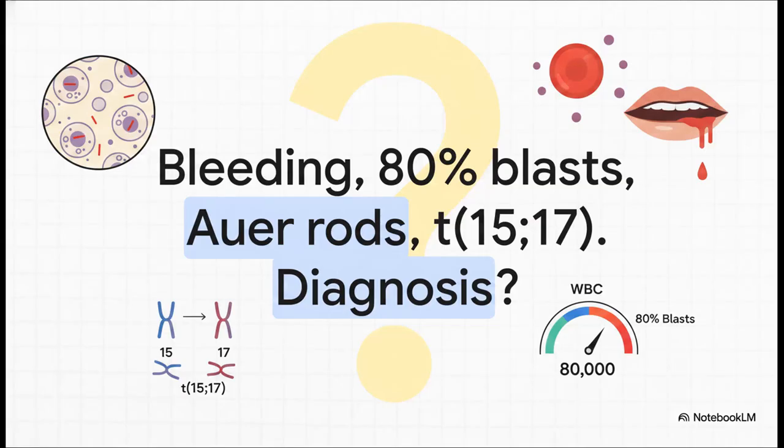Time for a high-stakes clinical stem. A 60-year-old male presents with acute bleeding gums, petechiae, and a white blood cell count of 80,000 composed of 80% blasts with Auer rods. Cytogenetics show a t(15;17) translocation. What is your diagnosis? And honestly, more importantly, what is the immediate threat?